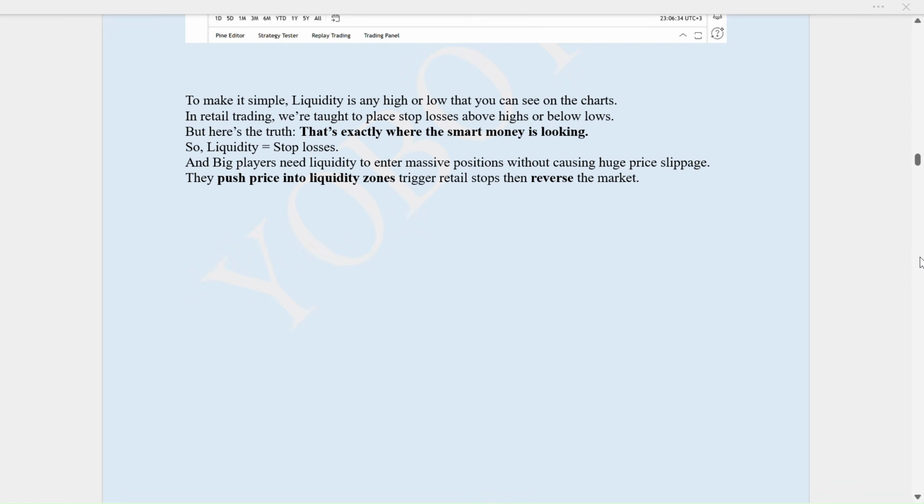So in simple terms, those zones where we put our stop losses are where the market always wants to come, take those stop losses before going in the intended direction. And that happens when you don't identify correct liquidity zones or your correct point of interest.